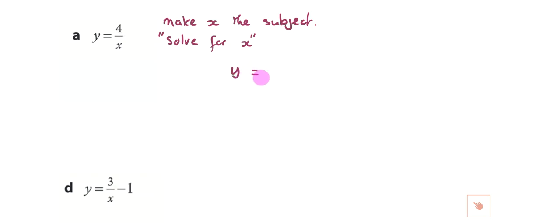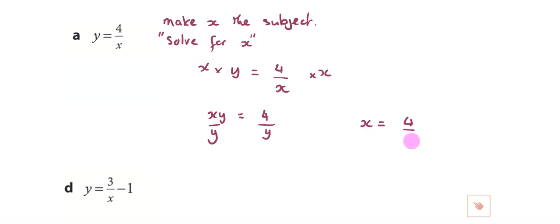We've got y equals 4 divided by x. I want to make x the subject. So, first step is to multiply by x. So, let's multiply by x both sides. We've got xy equals 4, and then divide by y. Okay? And we get x equals 4 over y.